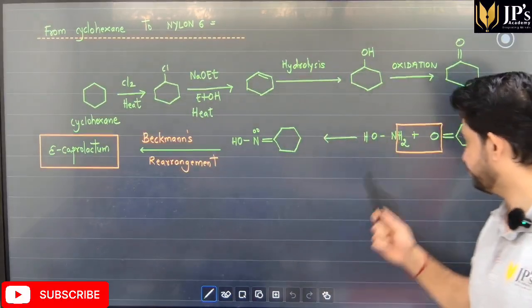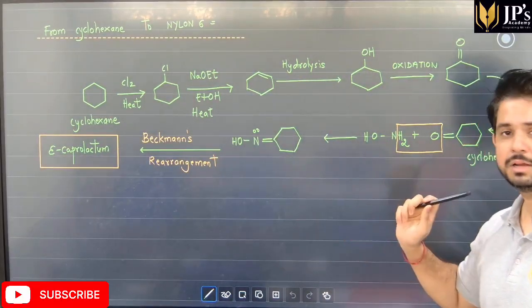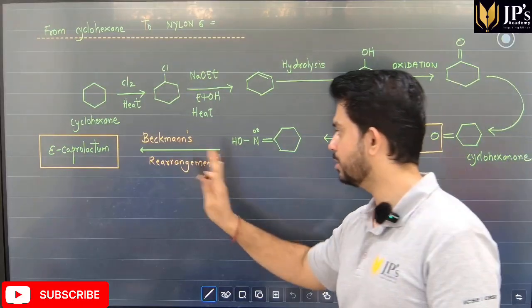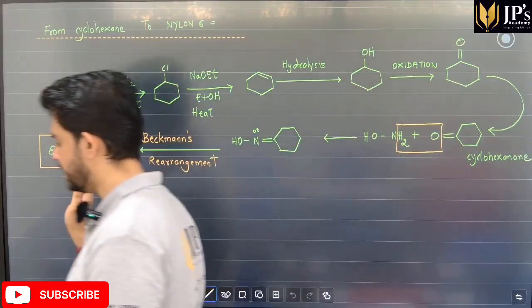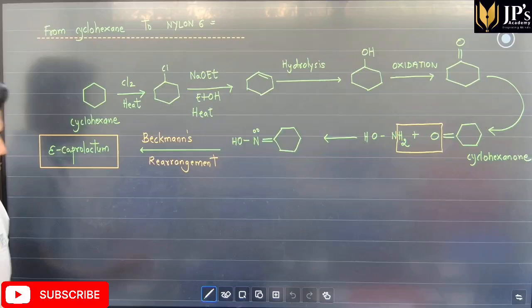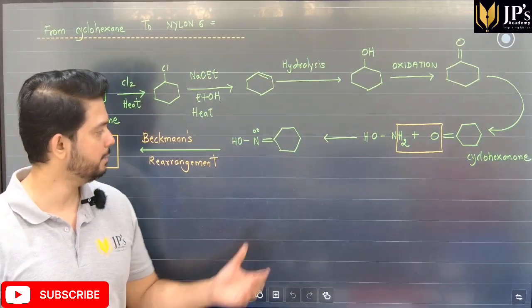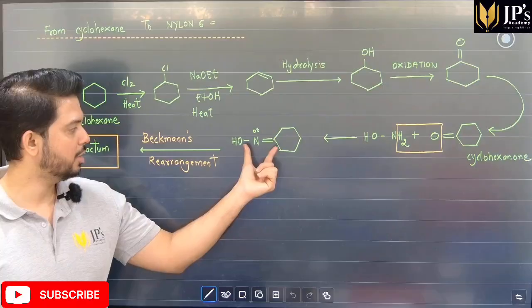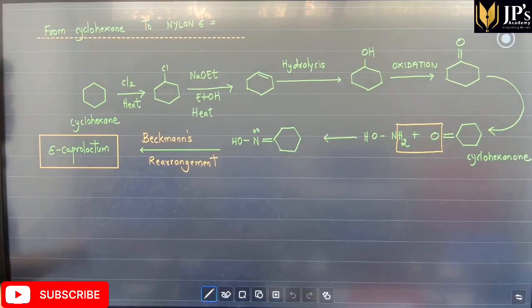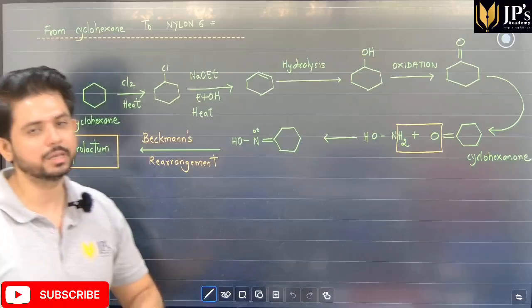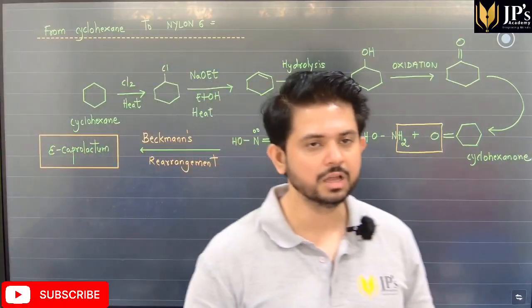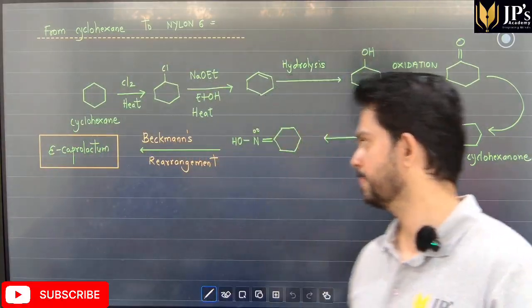That gives you oxime, and this particular oxime undergoes Beckmann's rearrangement. I'm sorry, though I've not explained the exact mechanism in between, since this is a one shot, we are short on time. But the oxime here gets converted into epsilon caprolactam, and then this epsilon caprolactam can become nylon 6 via the ring opening mechanism.